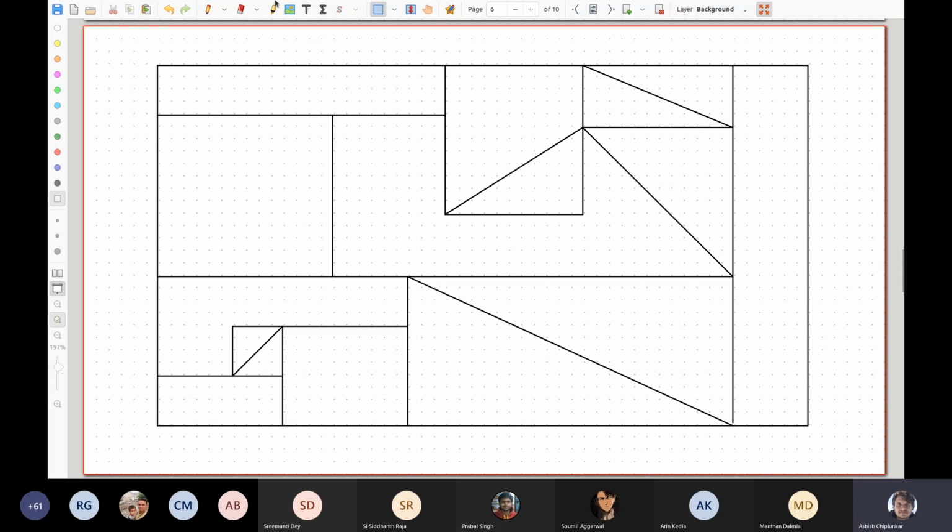Okay. So let's mark the junction points between the roads, right? So you have several junction points and then you have roads between them, right? So obviously you can represent this as a graph, right? And so on.